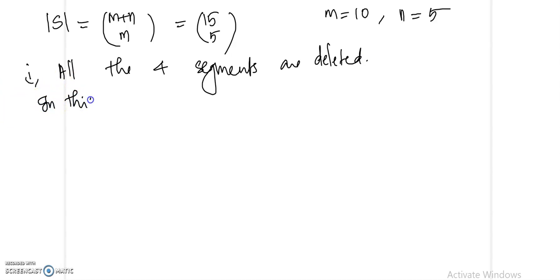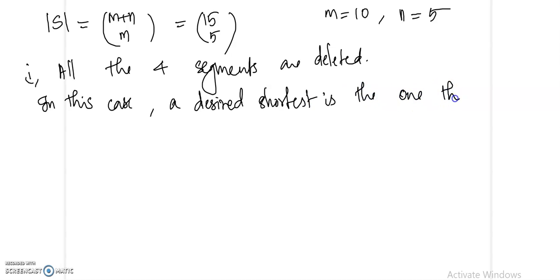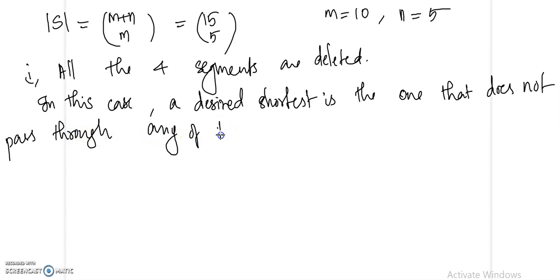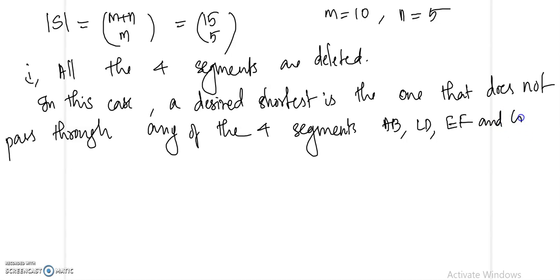So in this case, the shortest route is the one that does not pass through any of the 4 segments A, B, C, D, E, F and G, H. That is, it satisfies none of the properties.